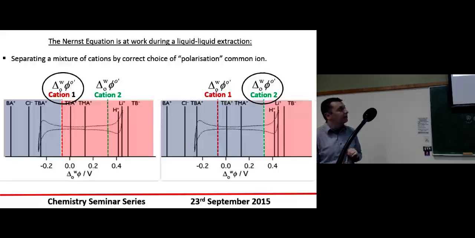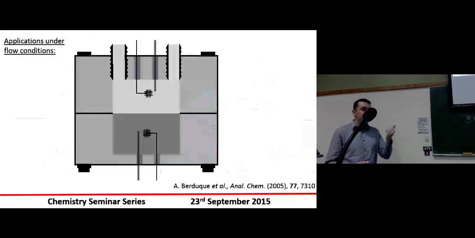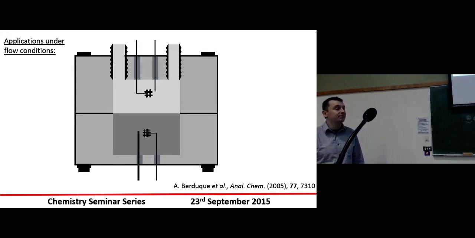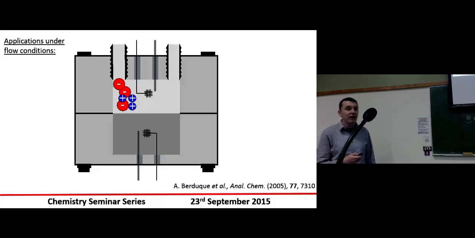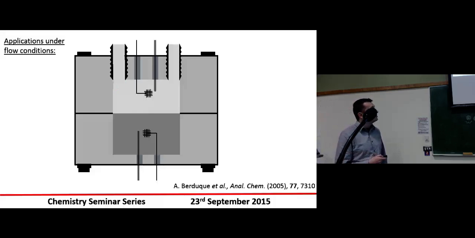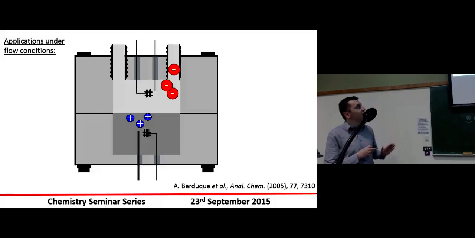So this can be applied then to flowing conditions. A lot of processes in organic chemistry involve flowing conditions for purification. So the top here is my aqueous phase, and this time I'm polarizing my interface using these electrodes, and this here is my oil phase. So in comes my mixture of cations and anions, and I polarize my interface at negative potentials, and the cations are forced out, and I only have my anions leaving in a pure form.